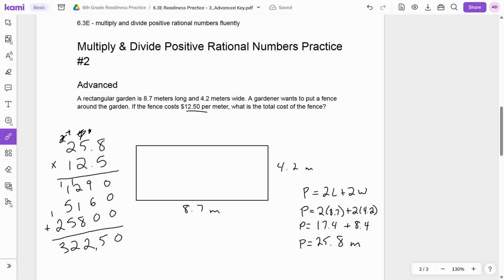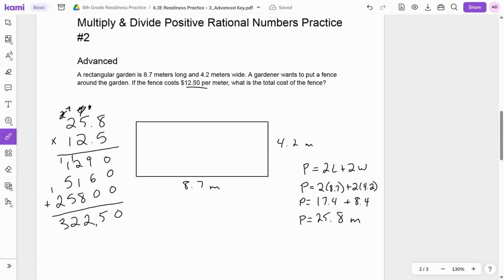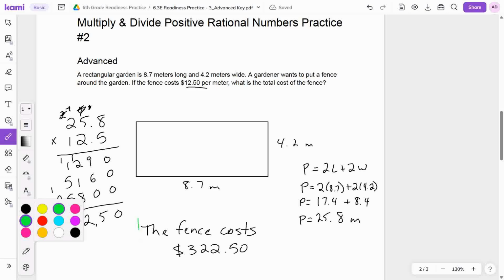So if we go down to the decimal, if I don't have to buy in whole units, if I can buy decimals of a fence, which it doesn't say whether we can or can't, so we are assuming we can. We'll go ahead and get down to that decimal. The fence costs $322.50. So that will be our answer for this one.